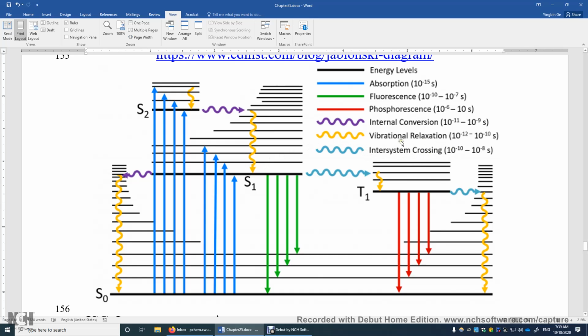Intersystem crossing, this is one example from the S1 excited state to the T1 excited state. Over here, this is also a spin-forbidden process. So I'm a little surprised about this number. We need to double check this number because this is a spin-forbidden process. So I think it's going to take longer than that.